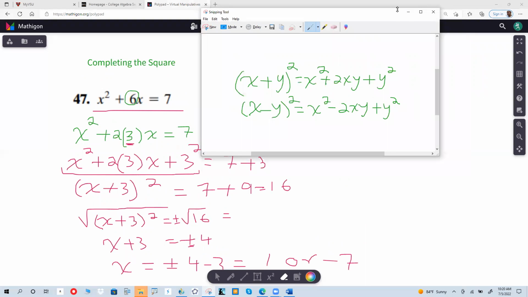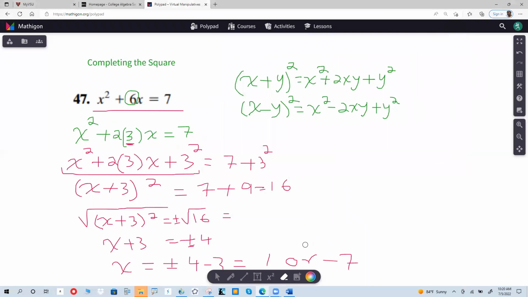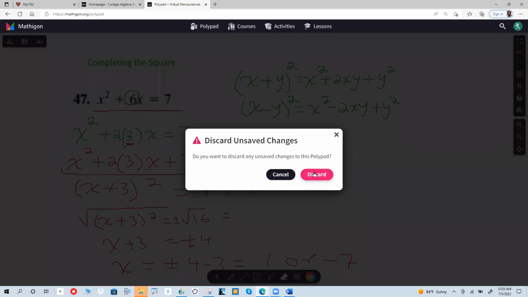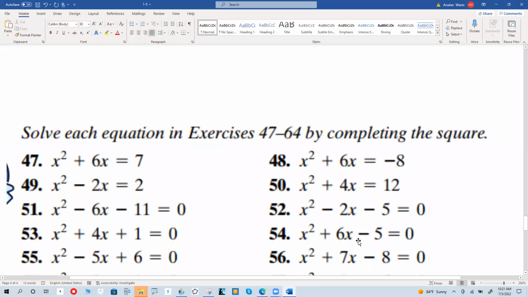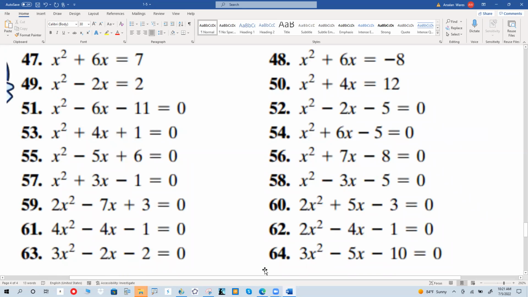All right, guys, let's see if we can do another one. So again, completing the squares. All right, so let's try this one. 52.